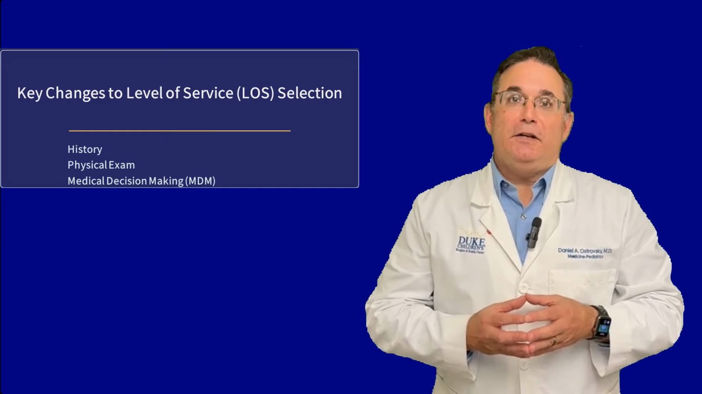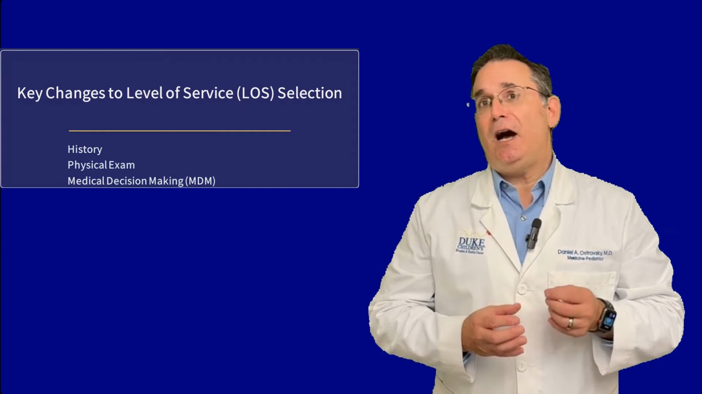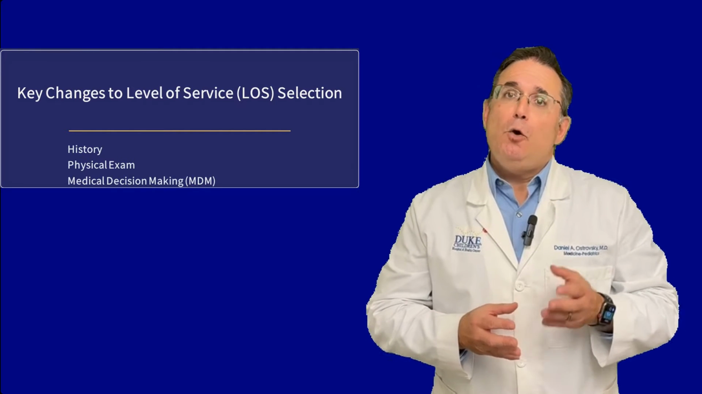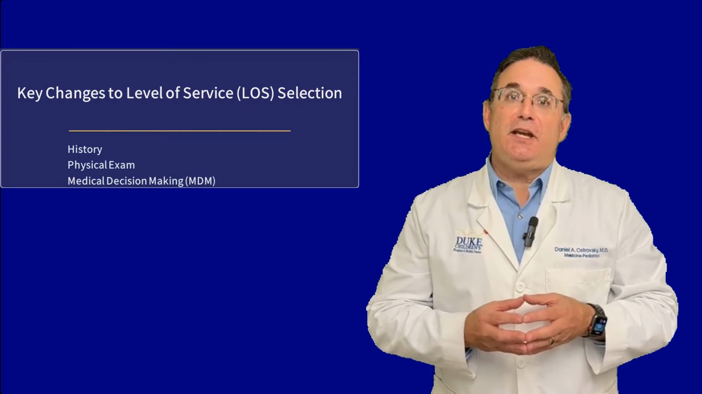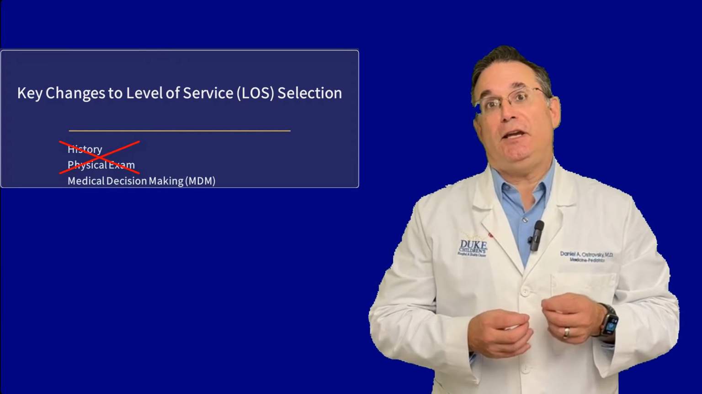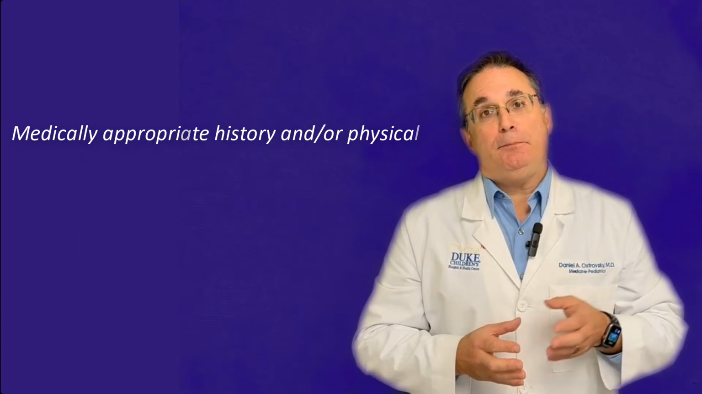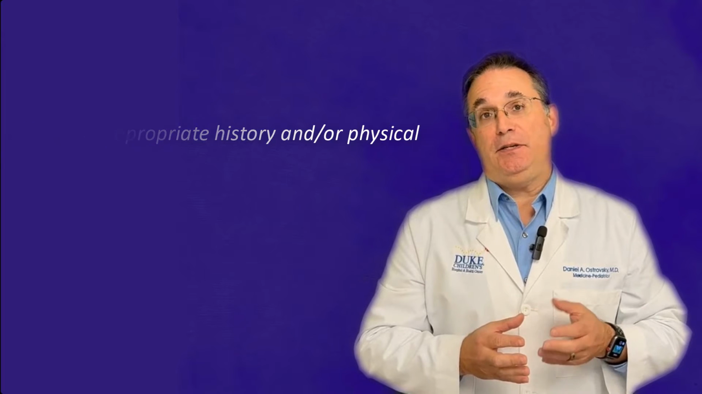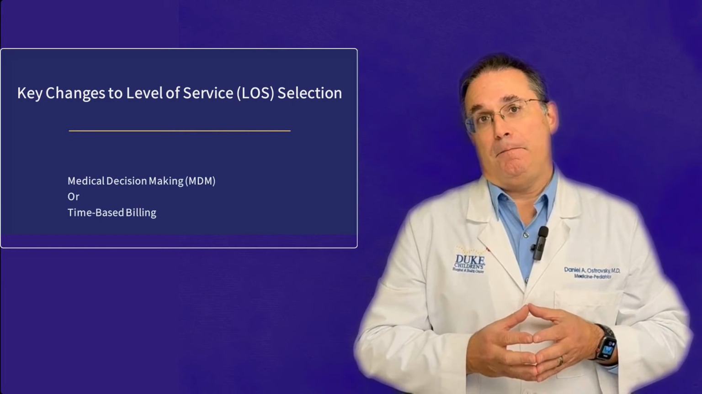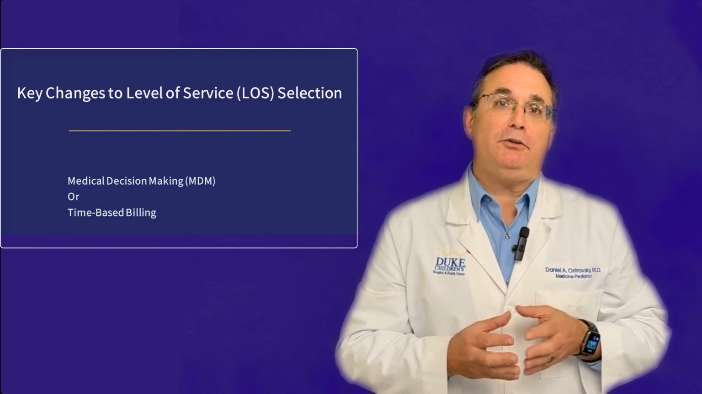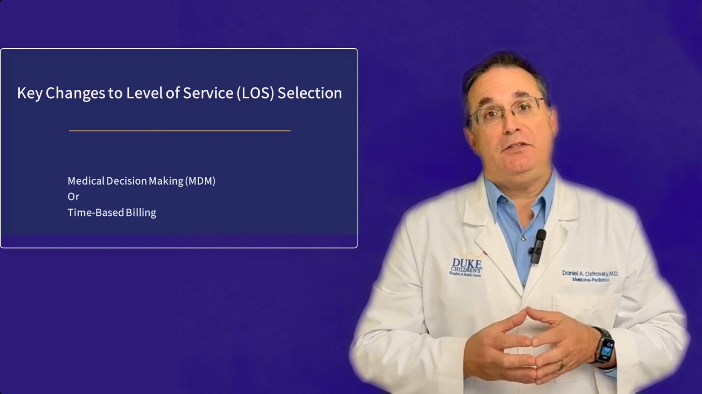Prior to 2021, selecting a level of service required using a combination of documented history, physical exam, and medical decision-making. With the 2023 changes, the documentation and number of specific history and physical exam elements has been removed for all of the encounter types. An appropriate history and physical examination needs to be documented. As far as what an appropriate history and physical exam is, the guideline leaves this up to the provider. This means that selecting a level of service now only relies on medical decision-making or the use of time-based billing.